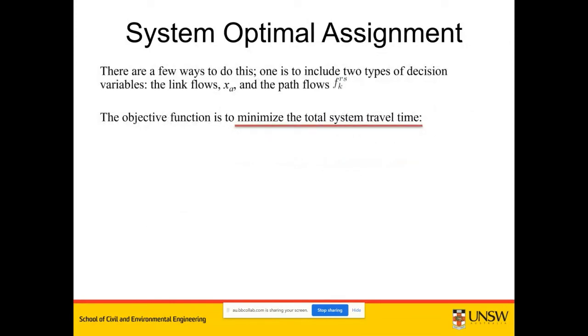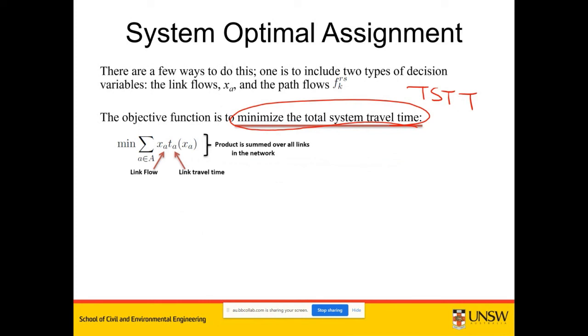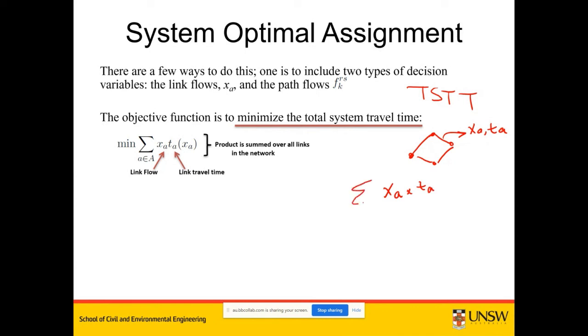The way we put this into an optimization problem is that we try to minimize the total system travel time, TSTT. How can we put TSTT into equations? If I have a network, for each of these links I have the volume and the travel time. If I multiply the volume by the travel time, and sum this over all the links in the network, this gives me TSTT. So that's the total system travel time.